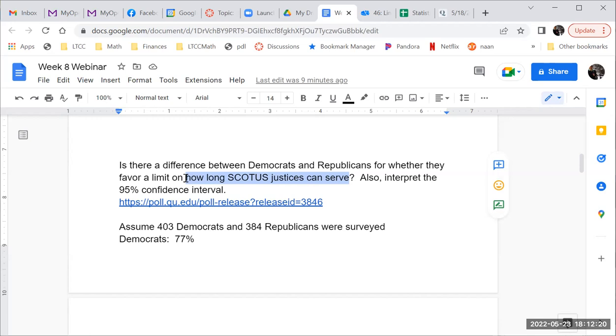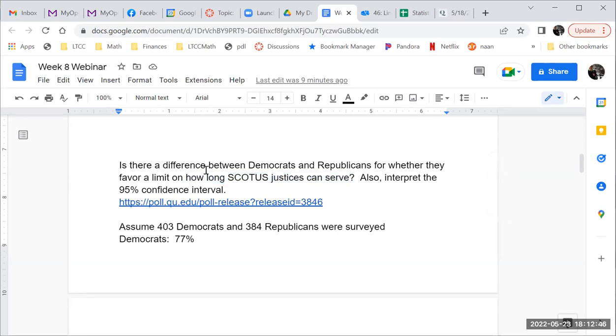But basically, if somebody is put in when they're 45 and they live to 90, they're in for 45 years. Okay, and that's all part of our law. And the question is, is there a difference between Democrats and Republicans for whether they favor a limit on how long they can serve? Okay, shall we pass a law? And it might need to be a constitutional amendment.